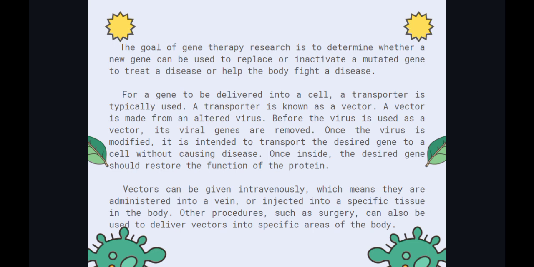A vector is made from an altered virus. Before the virus is used as a vector, its viral genes are removed. Once the virus is modified, it is intended to transport the desired gene to the cell without causing disease. Once inside, the desired gene should restore the function of the protein. Vectors can be given intravenously, which means they are administered into a vein, or injected into a specific tissue in the body. Other procedures, such as surgery, can also be used to deliver vectors into specific areas of the body.